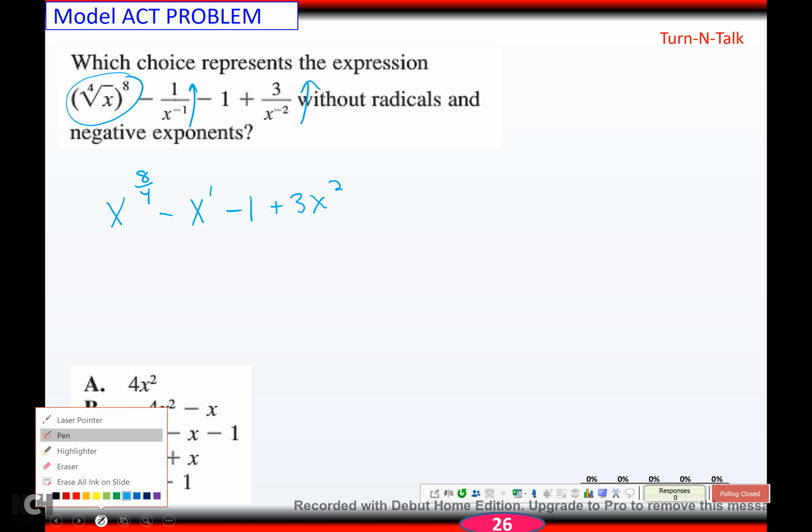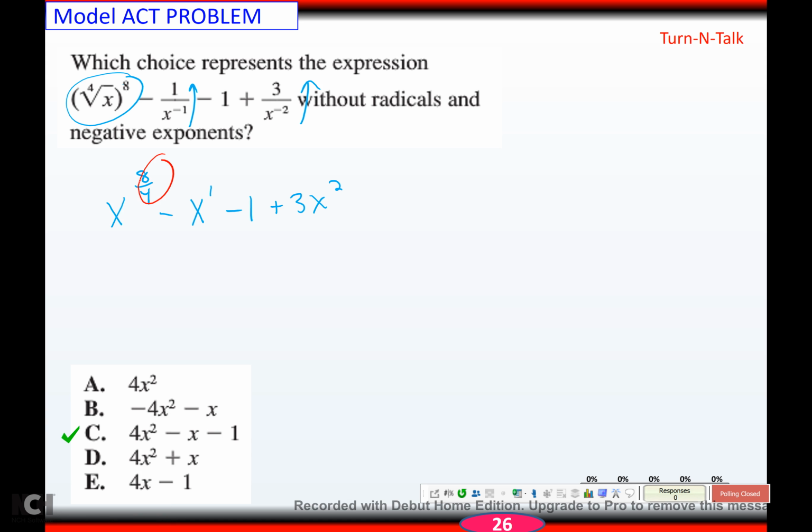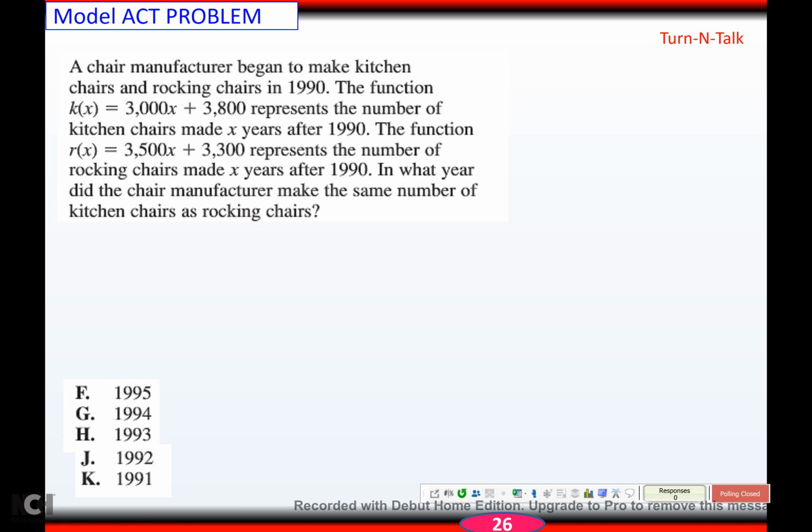Well, that answer isn't there. Well, this is x squared, right? Minus x minus 1 plus 3x squared. I can combine like terms. 3x squared plus 1x squared is 4x squared minus x minus 1. Okay? Alright, try this one. Hit pause. Come back when you're ready.